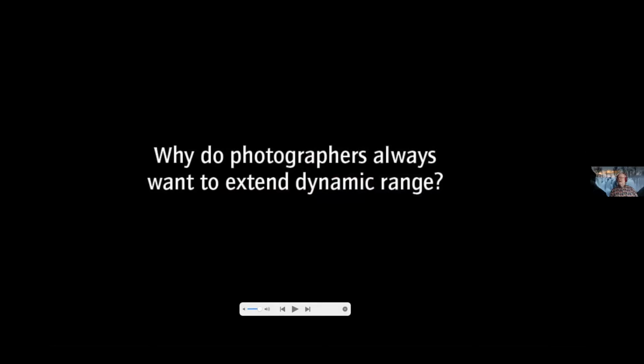So I'm sitting there in the Tiergarten Park in Berlin, and there's the Brandenburg Gate down there. The sunrise is just coming up, a smoggy day, I think in August, and what pieces am I going to want to be able to create an HDR image? Why do photographers always want to extend dynamic range?